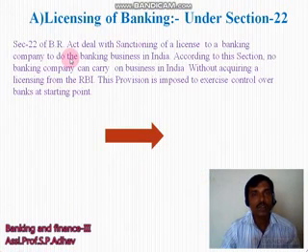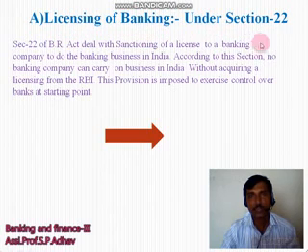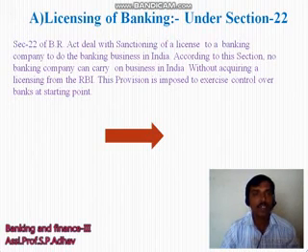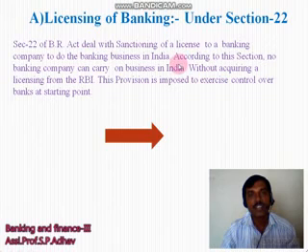So first we start with the licensing of banking companies under section 22. To start a business we need a shop act license, for driving a four-wheeler car we need a license, and for riding a two-wheeler we also need a license. Similarly, running a banking business needs a license from the Reserve Bank of India. Section 22 of the Banking Regulation Act deals with the sanctioning of licenses to banking companies to do banking business in India. Every banking company doing banking business in India needs a license from the RBI.